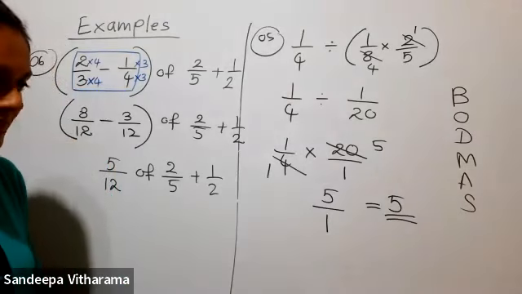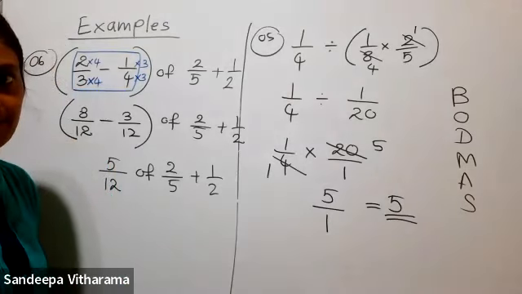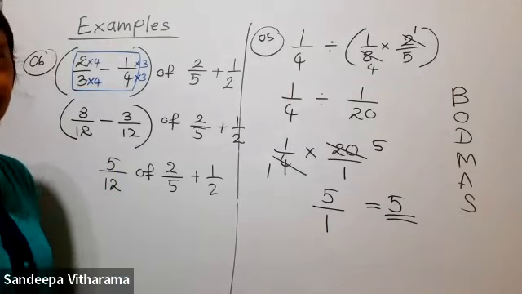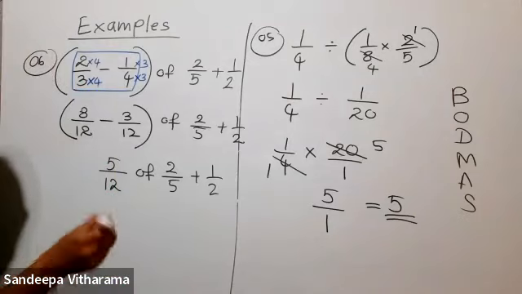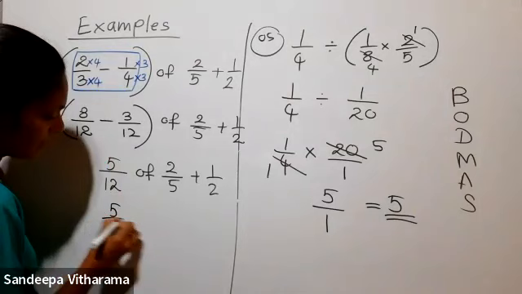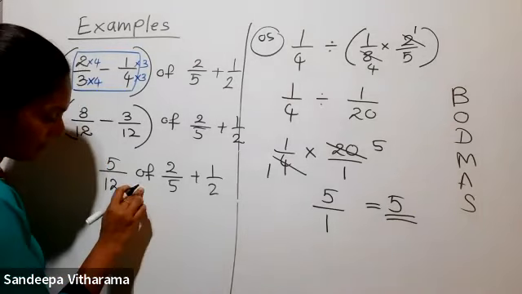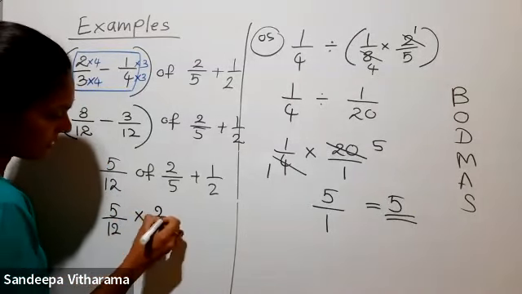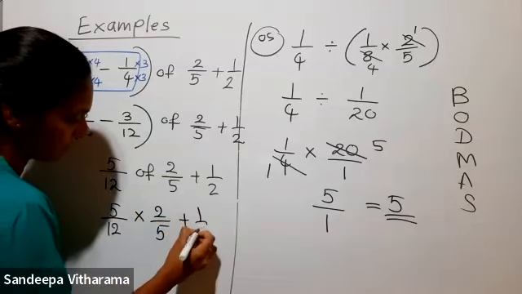Yes, Kimashi, what is it? Of. Oh, yes. We have to remove the of. That means we have to substitute, replace of by multiplication. So 2 upon 5 add 1 upon 2.